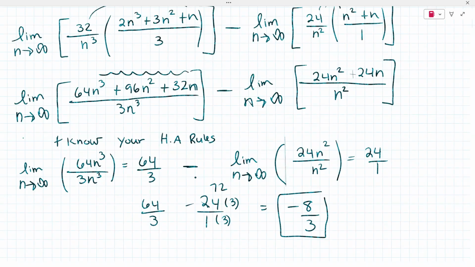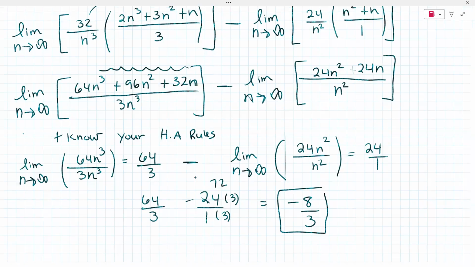Pretty cool, but it's also pretty tedious. Later on in the next few lectures, you'll see there's an easier way. Okay, so let's move on to example 7.